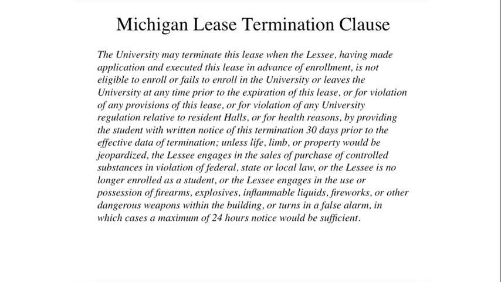As another example of grammatical complexity, consider the following excerpt taken from the University of Michigan lease agreement. The university may terminate this lease when the lessee, having made application and executed this lease in advance of enrollment, is not eligible to enroll or fails to enroll in the university, or leaves the university at any time prior to the expiration of this lease, or for violations of any provision of this lease, or for violation of any university regulation relative to residence halls, or for health reasons, and so forth. The sentence in this case is sufficiently long and the grammatical structure sufficiently complex that people must often read it several times to understand precisely what it says.